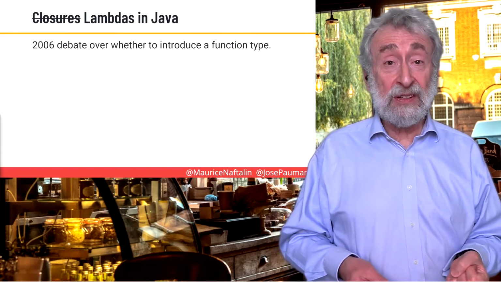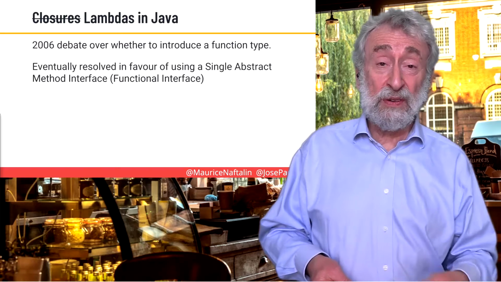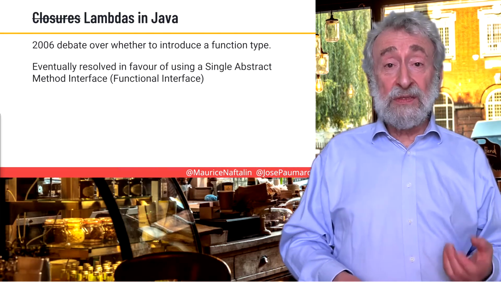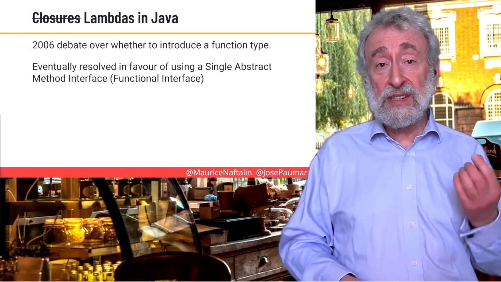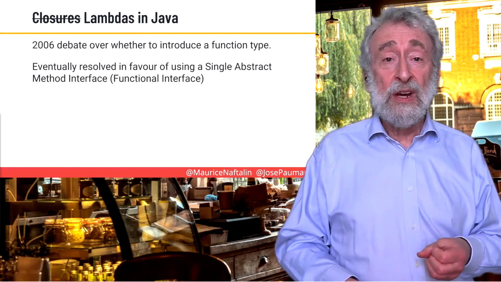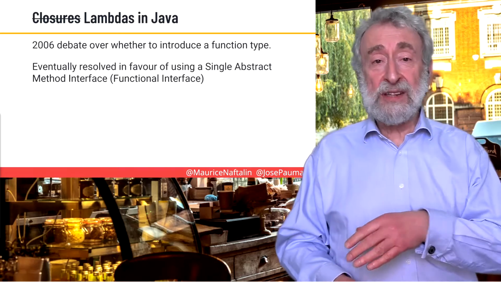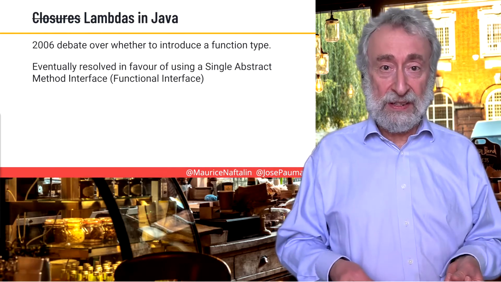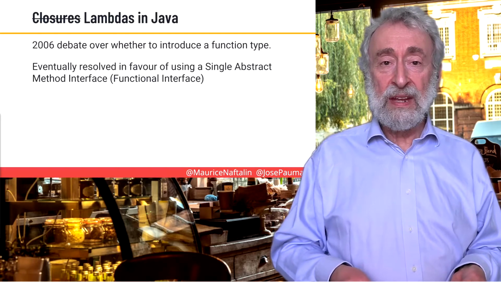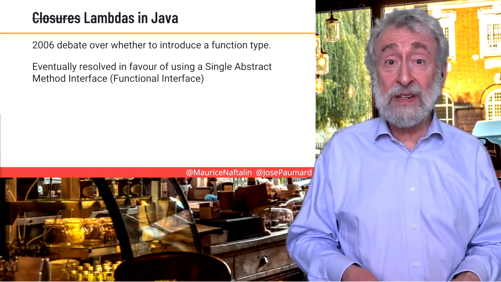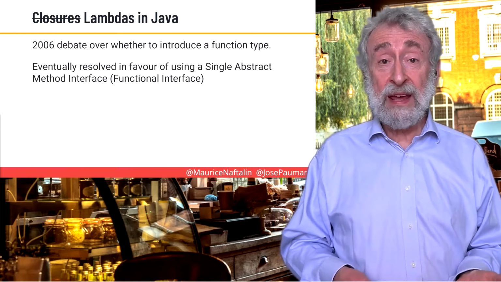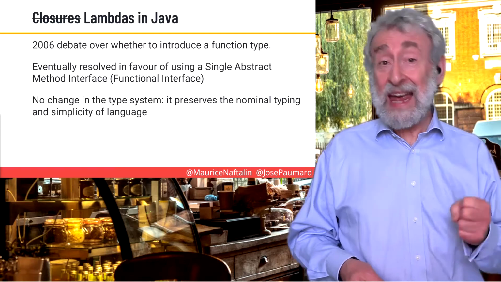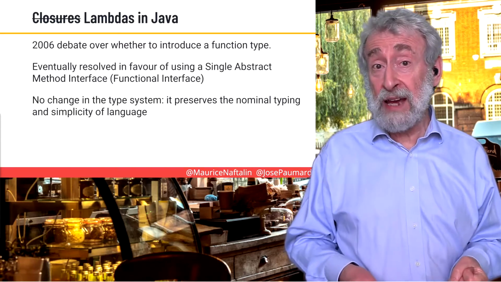It was eventually resolved a long time later, just before lambdas were actually introduced in 2014, in favor of the Pizza solution. We use a single abstract method within, well, not within an abstract class as Pizza suggested, but within an interface. Functional interfaces as we now know them. In effect, these are wrappers for the function that is implemented by the single abstract method, however it's named, of a functional interface. And this hack meant that there was no change needed in the type system.